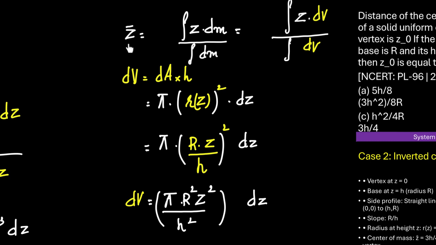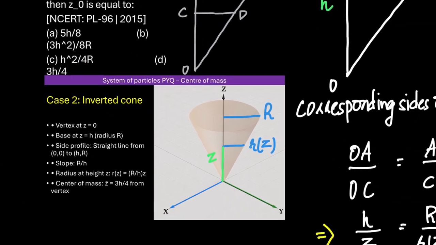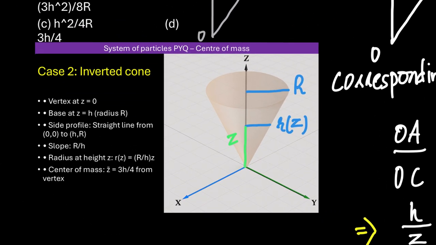Now what is Z bar? Z bar is integral Z dm by integral dm. Now integral Z dm by integral dm can be written as integral Z dv by integral dv. Why? Because dm is rho into dv. Plug it over here, you'll get this equation. But what is dv? dv is equal to dA into h. Since this is a very short glance of derivation, I don't want to go much into detail of this. So basically what we have here is a disk here.